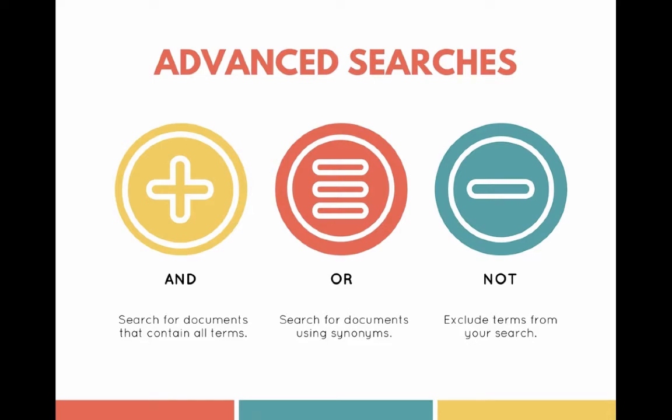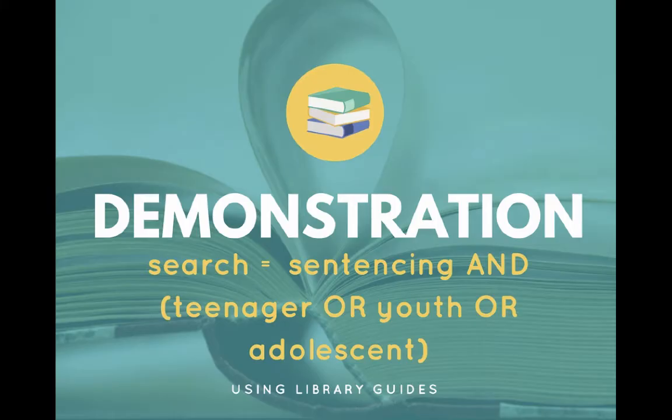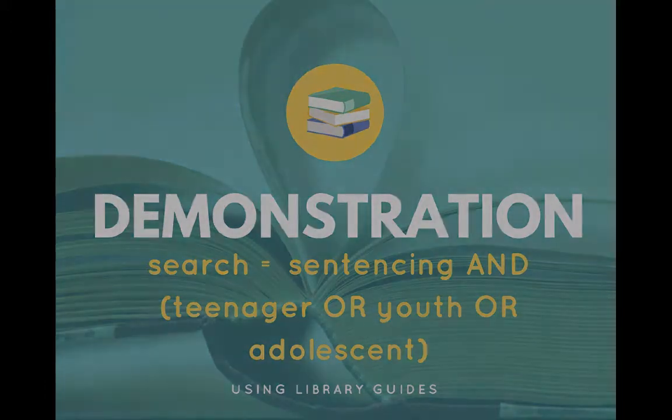I'm going to show you how to use a database, and we're going to put in our search terms. Here we're going to put in a search of sentencing, and we want to find out about sentencing young people, if there's any legal cases or information on legal sentencing and young people. We could put in sentencing and young people, but in this case we're going to think of some synonyms. So here I've come up with three synonyms: teenager or youth or adolescent. So this will search for documents which contain sentencing and any one of these three terms.